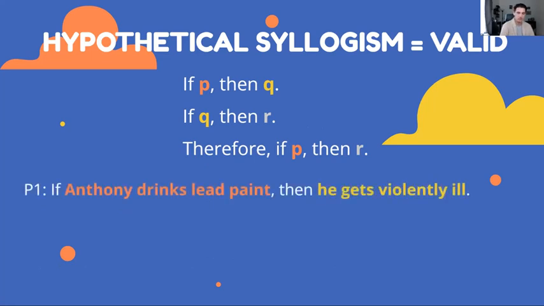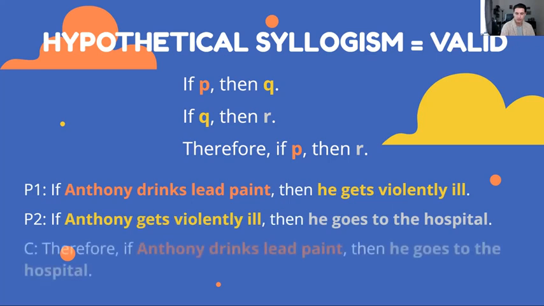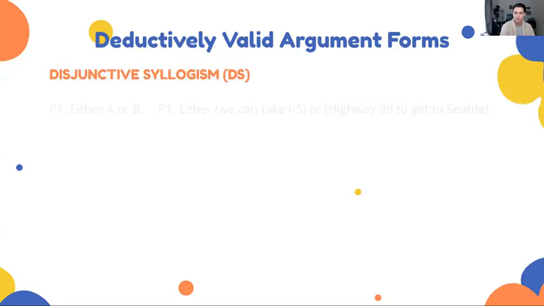So here's a silly dramatic example. If Anthony drinks lead paint, then he gets violently ill. If Anthony gets violently ill, then he goes to the hospital. Therefore, if Anthony drinks lead paint, then he goes to the hospital, right? Don't drink lead paint. But you see how this thing leads to this thing and it leads to this thing, right? That's called hypothetical syllogism, and that's also always valid reasoning.